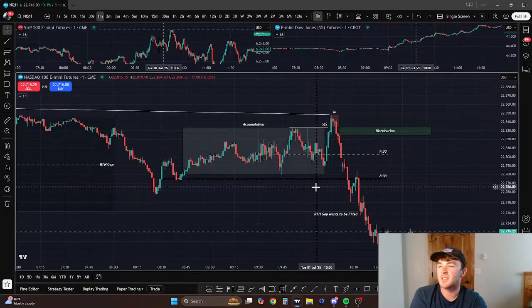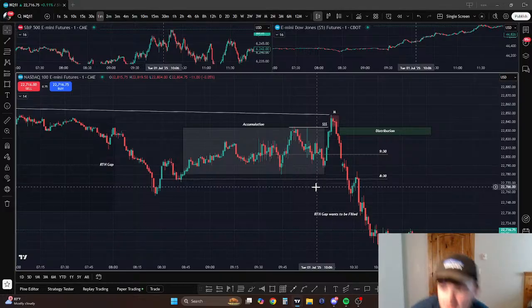Support and resistance could work if we're generating liquidity and we're inside of that accumulation range. Support and resistance is probably going to work, and you have to understand the conditions in which your strategy works. Yeah, so I do agree with that.